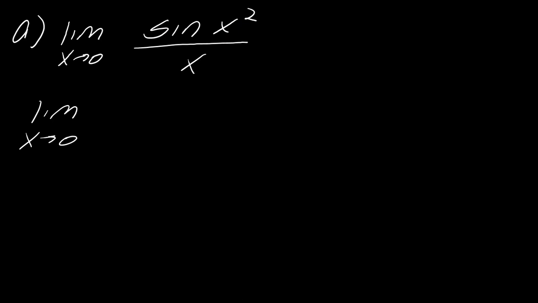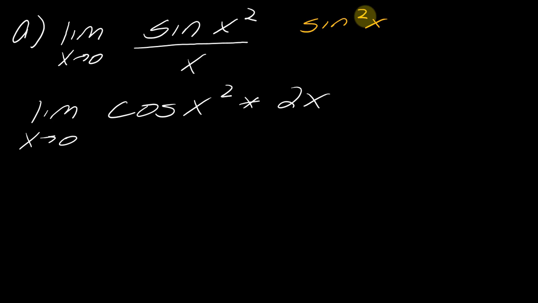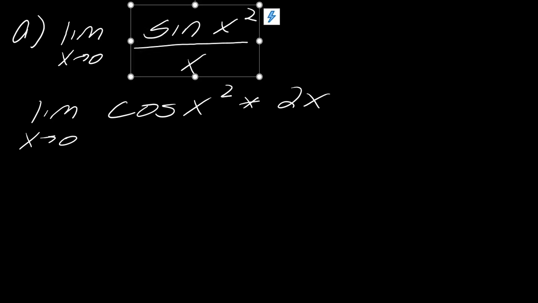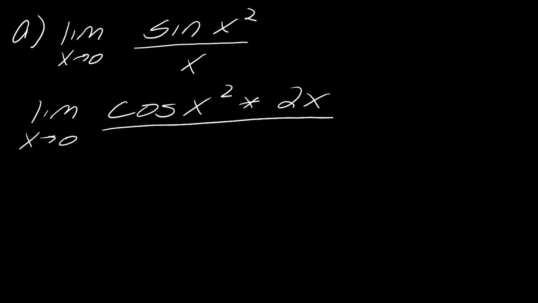So that's going to be cosine of x squared times 2x. And in case you weren't sure, this is different from sine squared x. If this were sine squared x, that would mean the entire sine function is being squared, but that's not what we mean here. We mean that the x is being squared. Okay, so there's the derivative of the top, and now the derivative of the bottom is just 1.